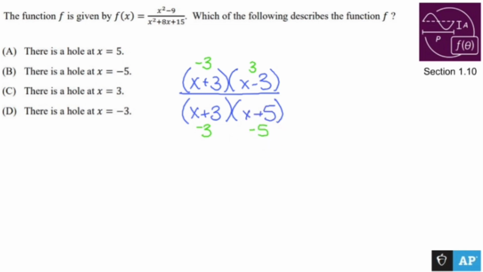I only care about one thing here, and that is the hole. Again, the hole exists when I have a parentheses up here that's the exact same as the parentheses down here, and no more repeats anywhere else. That happens right here. So my factor is x plus 3, but the magic number where that happens is at x equals negative 3. So there is a hole at x equals negative 3.